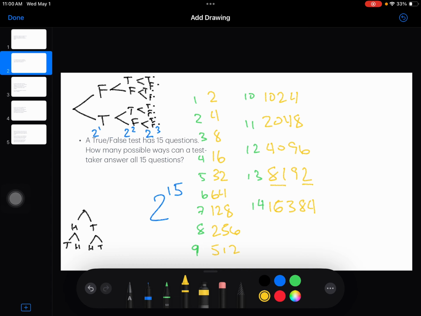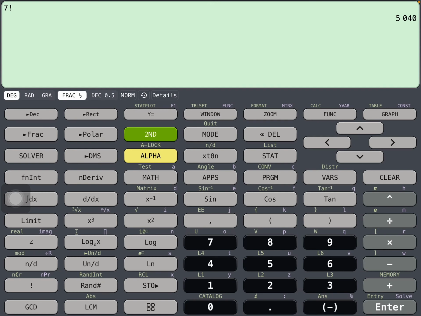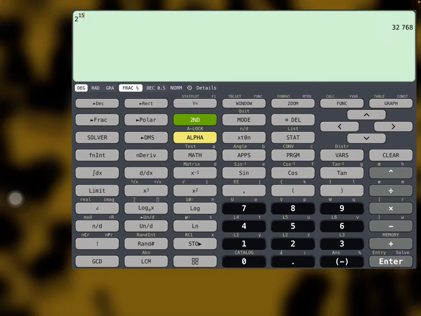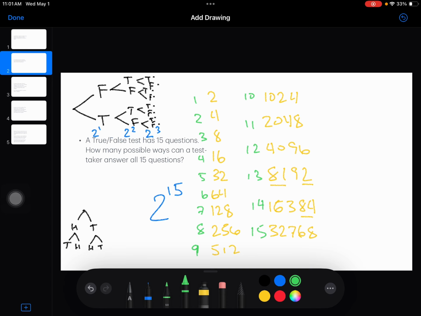32,800 minus 32, that's double this one here. 32,800 minus 32 is 32,768, and I'm definitely going to go ahead and check on the calculator. 2 to the 15th power, 2 raised to the 15th power: 32,768. Got it.